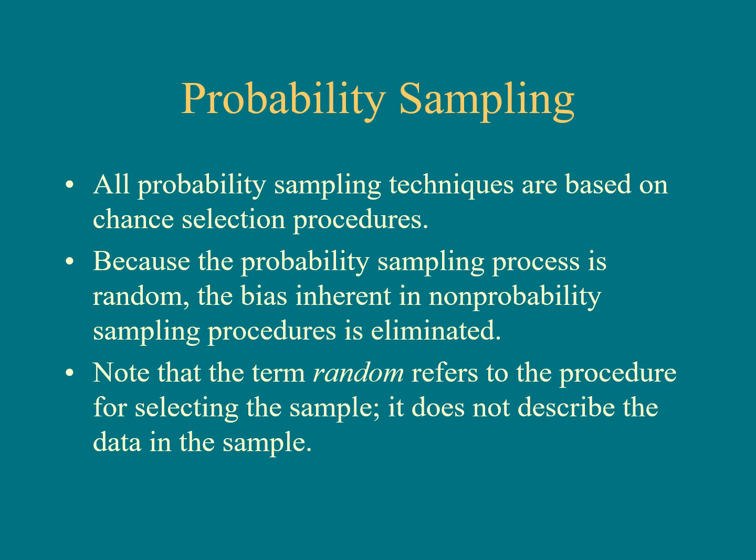Probability sampling. All probability sampling techniques are based on chance selection procedures. Because the probability sampling process is random, the bias inherent in non-probability sampling procedures is eliminated. Note that the term random refers to the procedure for selecting the sample. It does not describe the data in the sample.